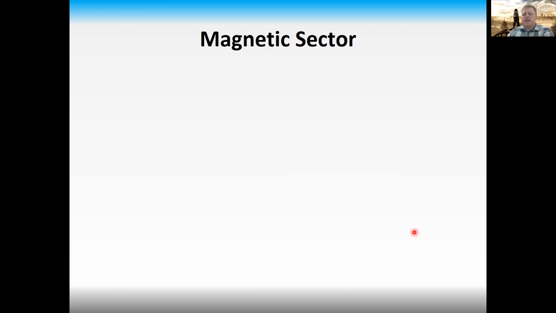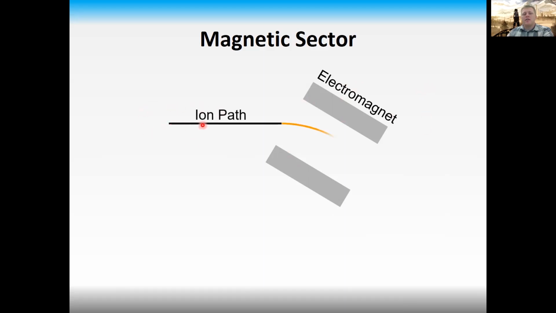So in a magnetic sector, what you have is a strong electromagnet here. And if you don't remember, an electromagnet is a magnet you create by sending a current through it. And so electromagnets are nice because you can change the strength of the magnetic field just by changing the amount of current you're sending through here. But you'll send your ions in from your ionization source in through the electromagnet, and just a fundamental principle of physics is that when an ion goes through a magnetic field, its trajectory turns.